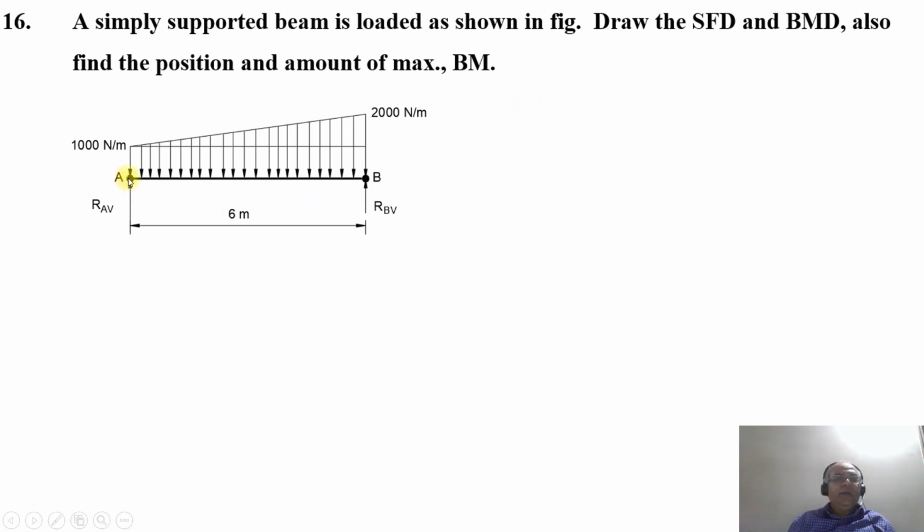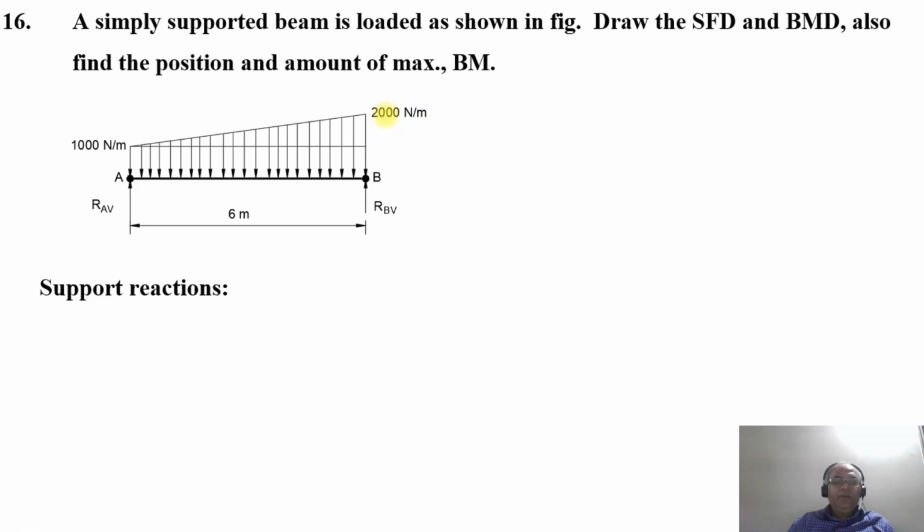So here we have a simply supported beam of span 6 meters, wherein AB you have a 1000 Newton per meter UDL, and also you have 1000 Newton per meter on the left hand to 2000 Newton per meter at the right hand B. So you have the combination of both uniformly distributed load and uniformly variable load kept one above the other. So we need to find out what is the support reaction.